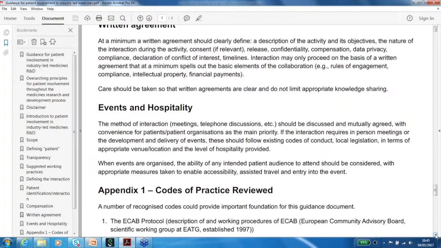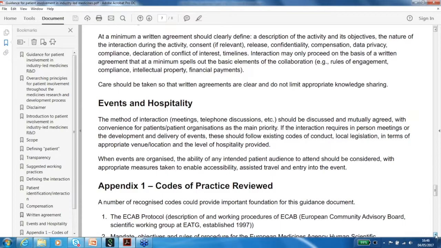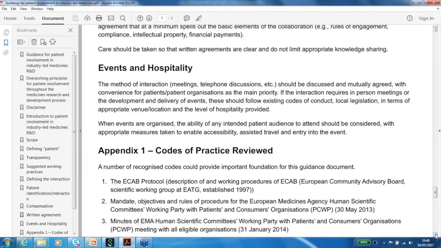And again, when you're organising conferences, for example, make sure that the ability of any intended patient audience to attend is considered. Take measures to ensure they're able to access the building. Do they need travel assistance? Do they want to travel with someone to accompany them to the event? Can they gain entry into all the events that are offered, not just one particular part of the conference? So I think we tried to spend time on that as well, because we do see that as a barrier in some cases. And then finally, Appendix 1 just covers the codes of practice that we did review, as I mentioned previously, when we were drafting the guidance document.